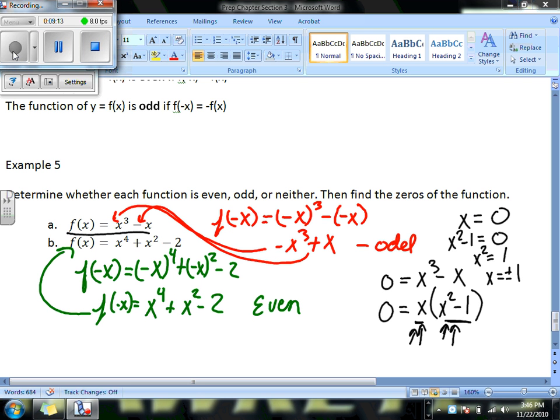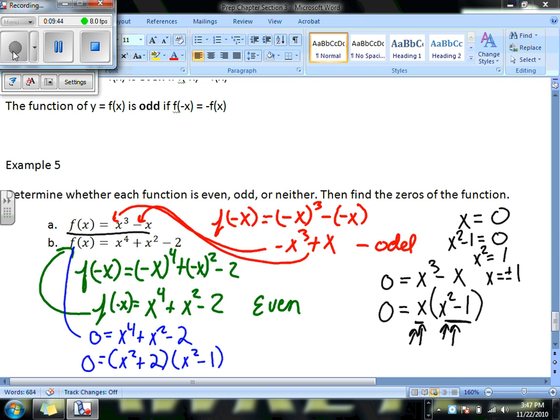All right. As far as the other one, find the zeros of this function. Again, we're just going to set it equal to 0. So 0 equals x to the 4th plus x squared minus 2. We can factor that down. Looks like we'd have an x squared and an x squared. We're going to have a plus and a minus. Looks like it's going to be plus 2 and minus 1 equals 0. Again, we set both of those equal to 0.